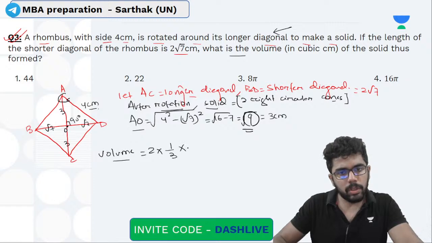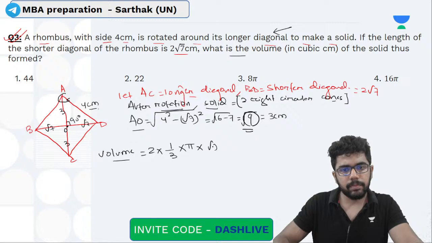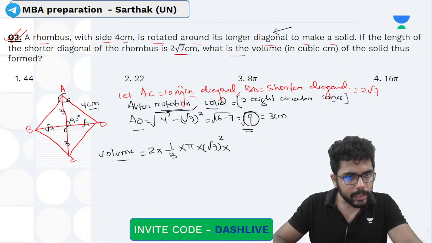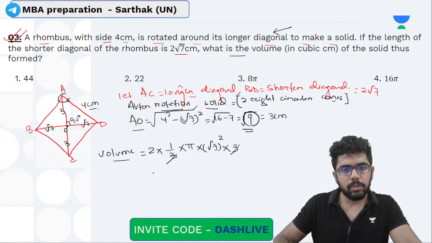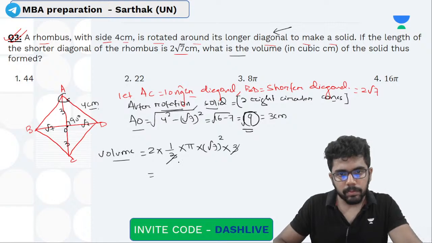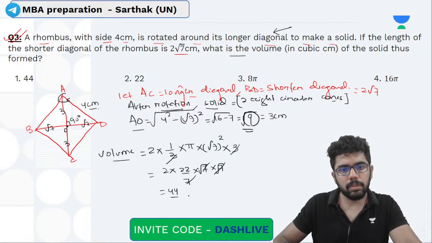So twice the volume of one cone: pi, the radius of the cone will be how much? √7. Pi times √7 squared into h, where h is the height of the cone, which is 3. So 3 cancels, so 2 into 22/7 into 7 into 7, so the 7s cancel, and I get 44 centimeter cube.